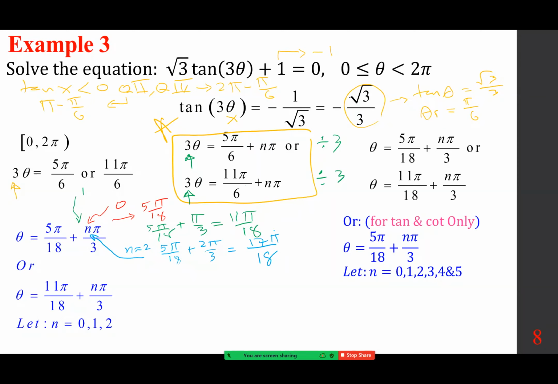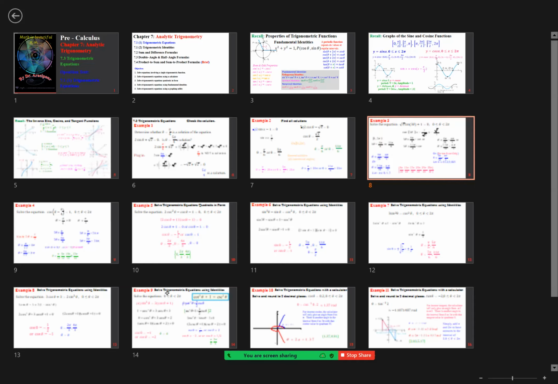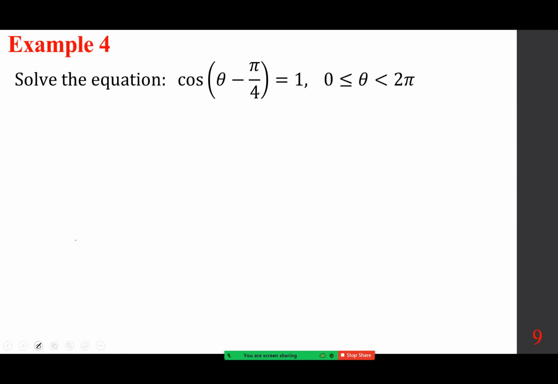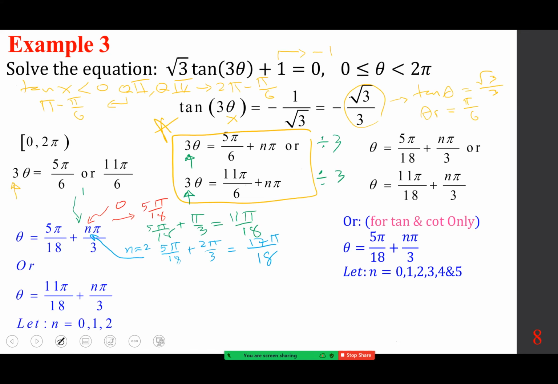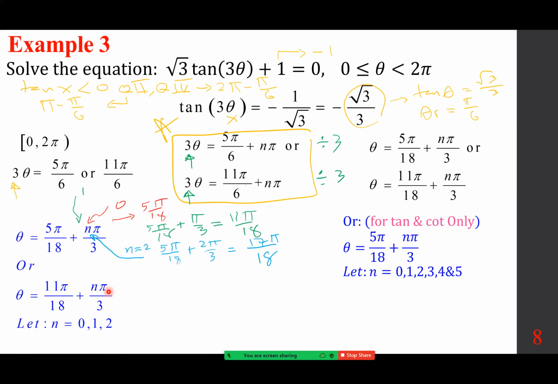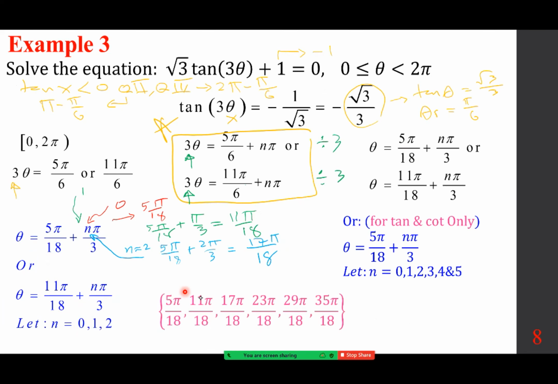I'm going to leave you the second part to do on your own. Obviously, if we choose n to be 0 here, we get 11 pi over 18, and you can work on 1 and 2, and here are the answers. So, a quick recap.